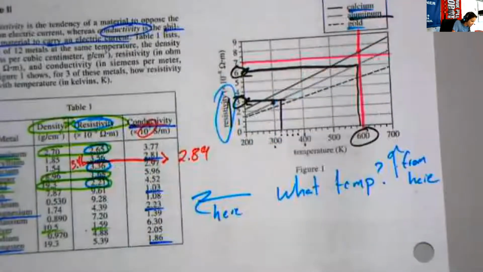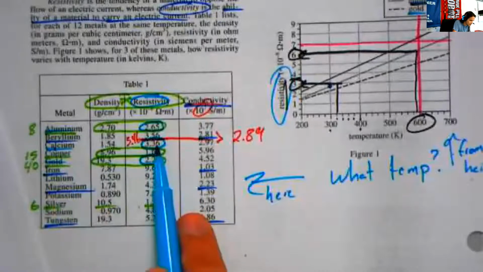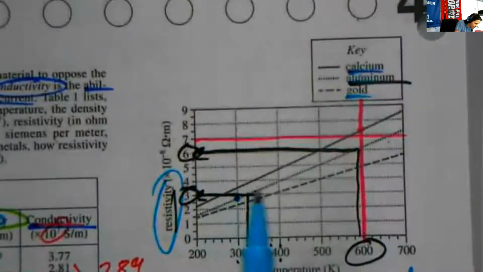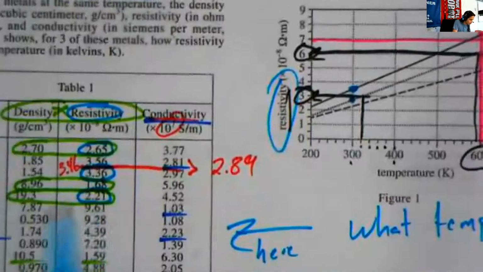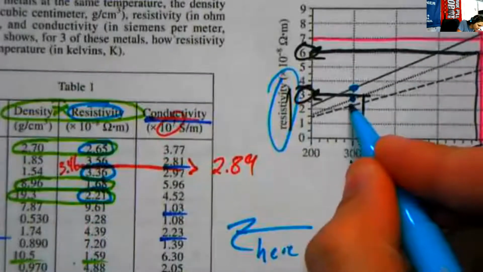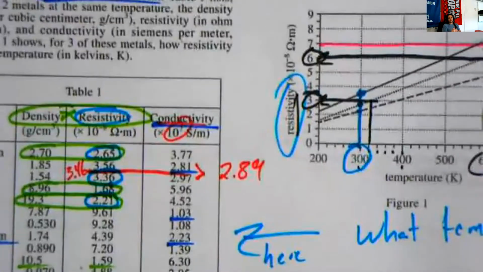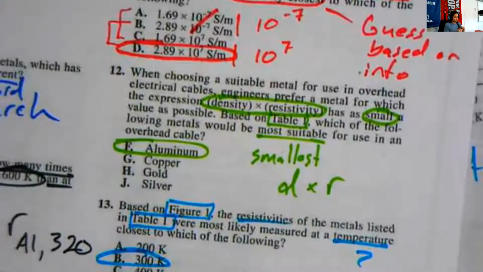When is calcium 3.36? Well, when is the solid line 3.36? I don't know, 3.36. That looks right about there. Oh, okay. When is gold 2.21? Gold 2.21. All 3 of these occur at a temperature of 300 degrees. So I had to match up the info I did have from the table, and see where the info from the table fell on the graph. And the answer there was B, 300 Kelvin.